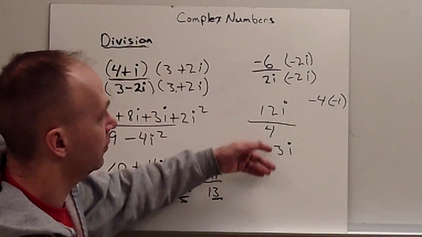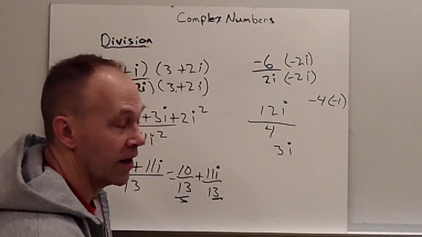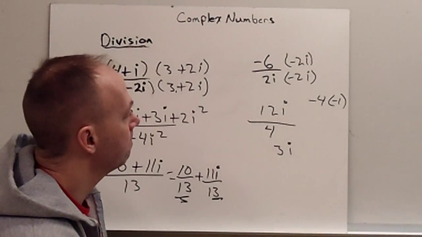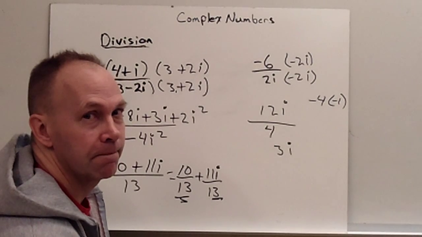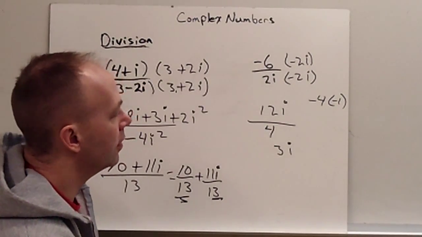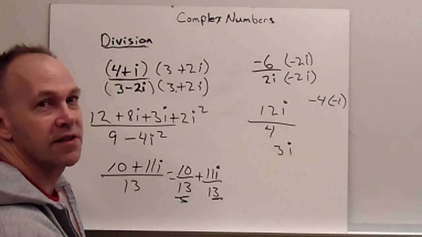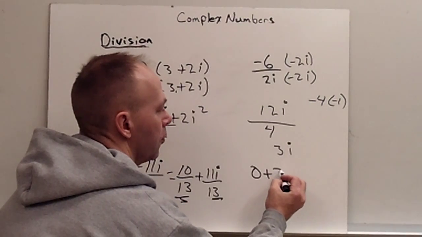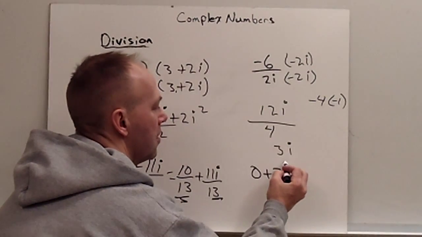Except if this were a quiz problem and that's what you left it as, I would take a point off. Why? Why do you think? Anyone? Anyone? Didn't hear anything. Because that's not standard complex form. So I would write that as 0 plus 3i.